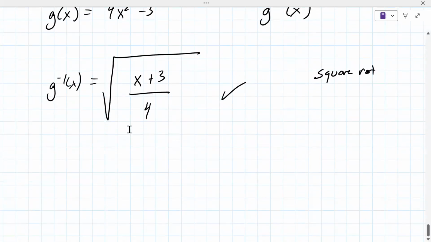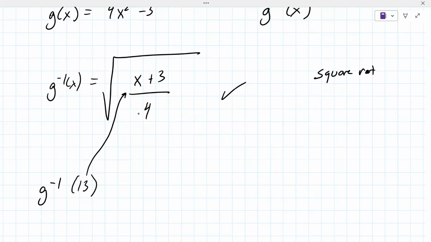Now, the next thing that I could ask you to do is to find the inverse of a certain number. Like I could ask you to find the g inverse of, let me pick something here that works. That's not too bad. Sorry, I'm losing my mind here. Let's go g inverse of 13. And that means to put 13 in for x. So why don't you give that a try, because it does reduce to a nice number.